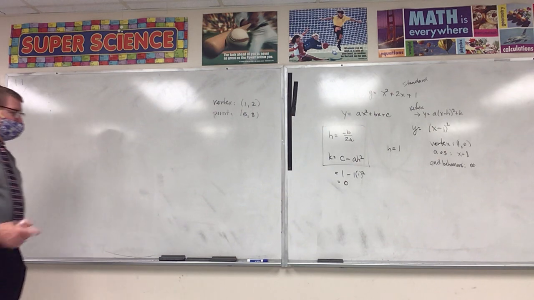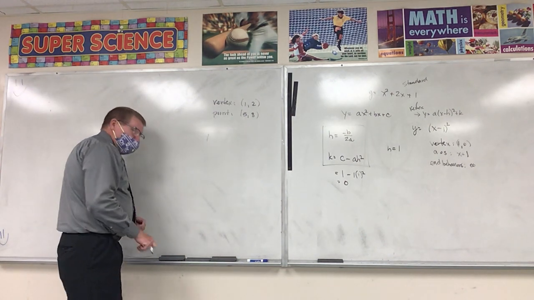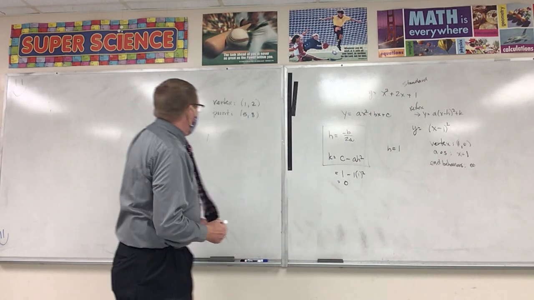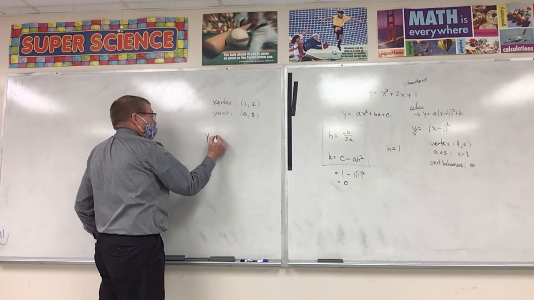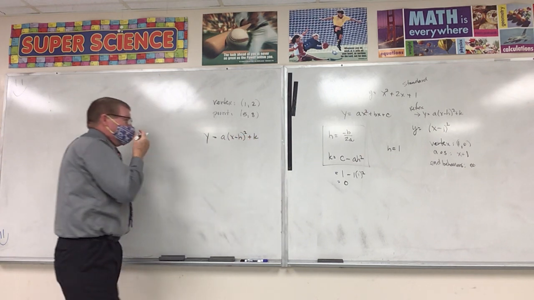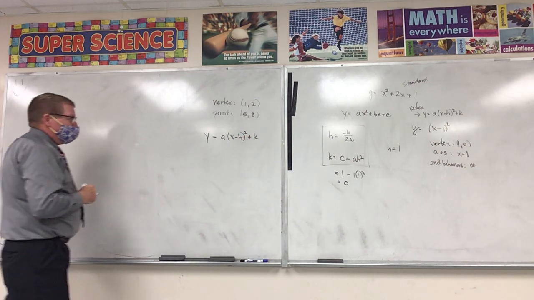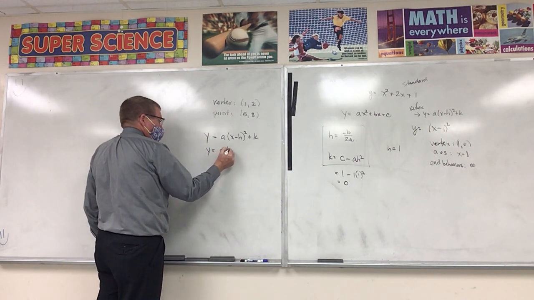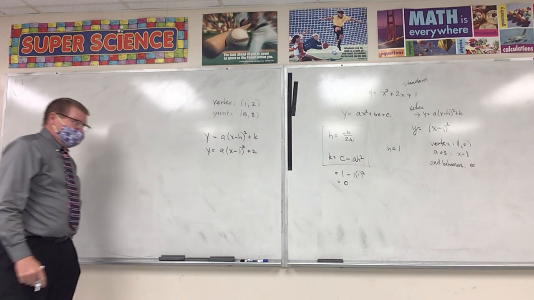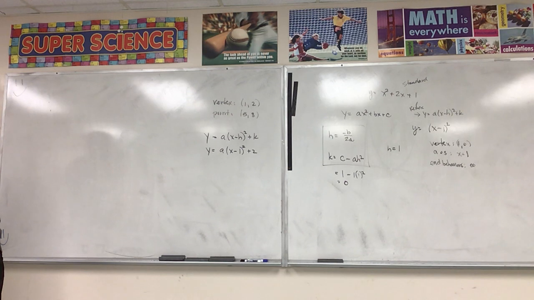Alright, so my vertex form is y equals a times x minus h squared plus k. Alright, so what information have they given us? They gave us the vertex, so you have h and k. So it would be a times x minus 1 squared and then plus 2. Alright, what other information did they give us? They give us a point. Not the slope, because this really doesn't have a slope. It's a point that we can plug in.